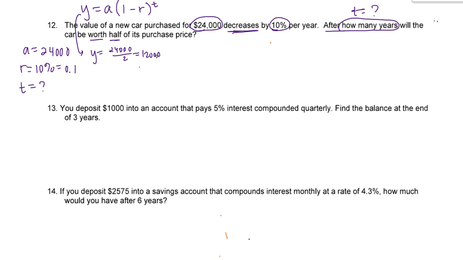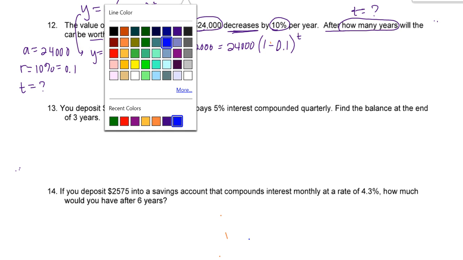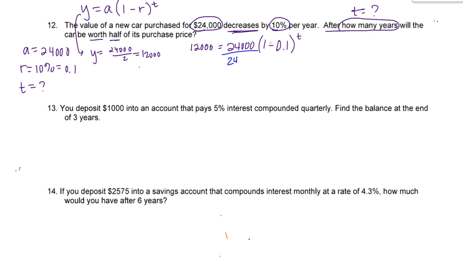My actual formula for this problem is 12,000, the Y, equals A, 24,000, times 1 minus 0.1 to the T. Now, that T is the variable, the thing we've got to find. Now we just got to solve just like we did on the previous problems. So I'm going to divide by 24,000 to get rid of it.